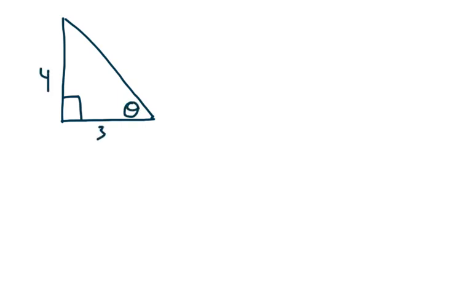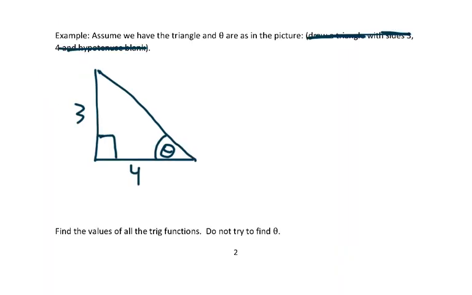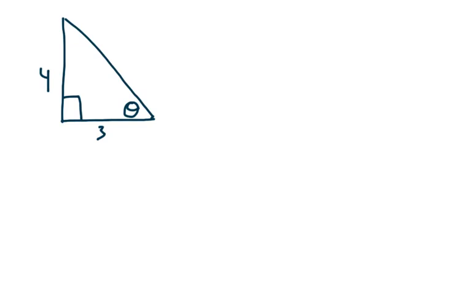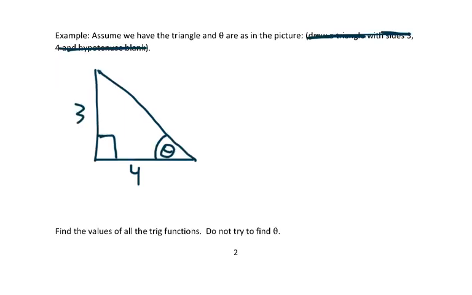So let me just redraw the triangle. We have a lot of room here. So again, here's theta. This was 3. This was 4. Let me just double check. Oh no, I got it backwards. Excuse me, it's easy to fix. Here's 3. Here's 4. That's right.